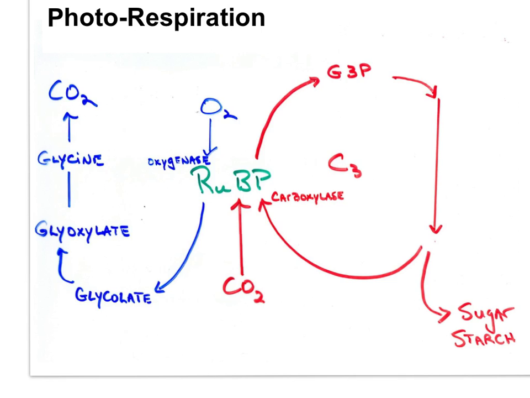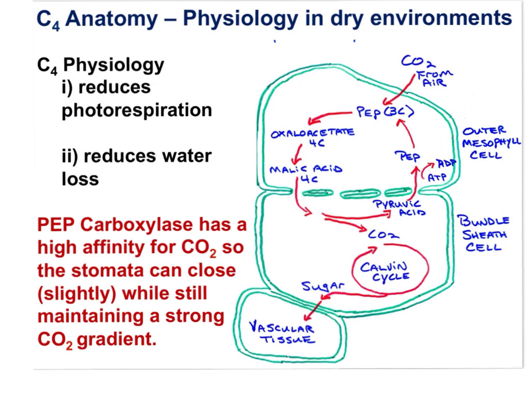This problem, the problem of Rubisco's affinity for oxygen and carbon dioxide, with carbon dioxide loss if oxygen is fixed, is called photorespiration. Because when Rubisco fixes oxygen instead of CO2, it appears that the plant is respiring, releasing CO2, while it's photosynthesizing.